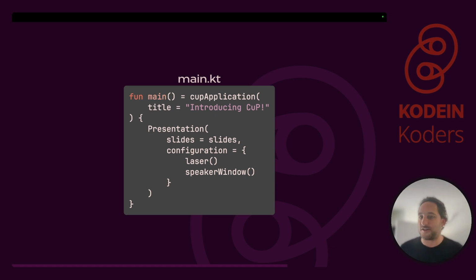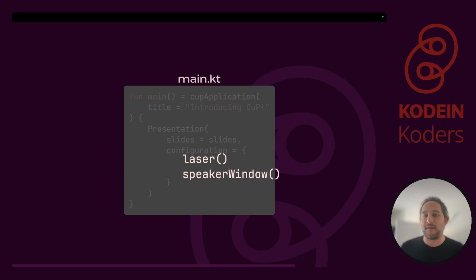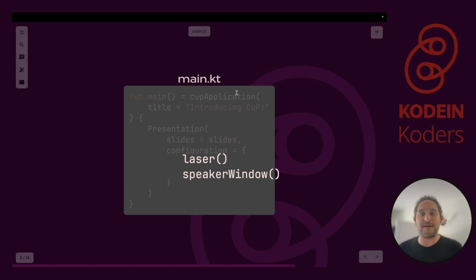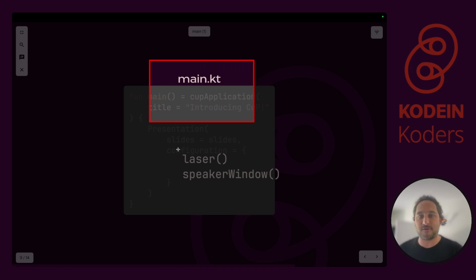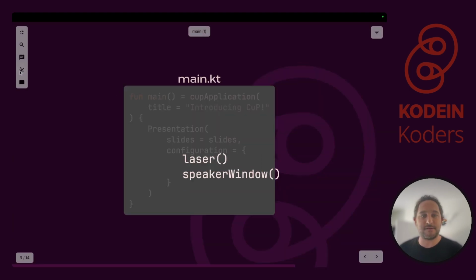In the presentation, you give it some slides, and you may want to configure your presentation. In the configuration, you can configure the plugins. So CAP comes with two standard plugins, which are Laser and Speaker Window. The Laser plugin you've already seen. It's the ability to show a red dot on screen, draw on the slide. For example, this is a perfect smiley. And it also allows you to highlight portion of your slide with this tool. This is the Laser plugin.